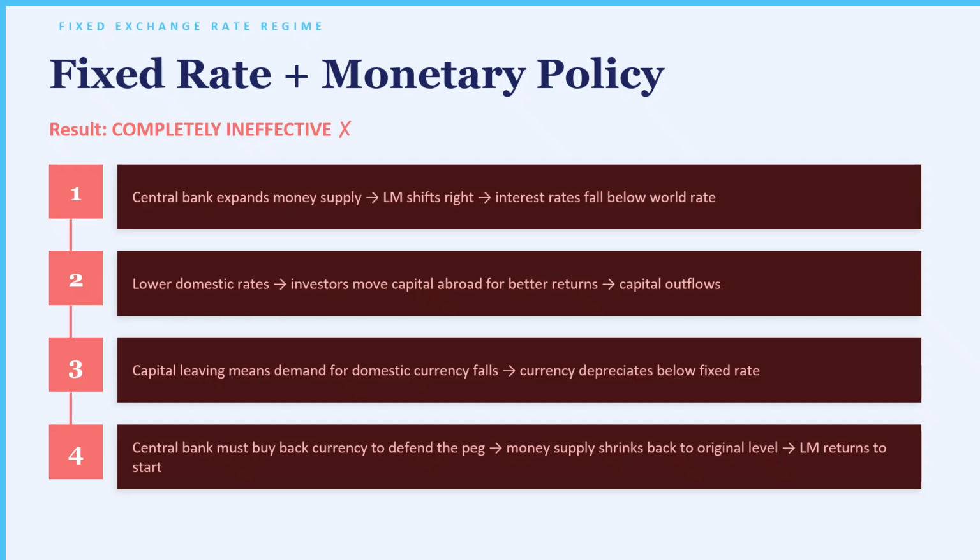Now the central bank has a problem. It must defend the peg, so it buys back the domestic currency. That purchase removes money from circulation. The money supply shrinks right back to where it started, and LM returns to its original position. The net effect being exactly zero. The monetary expansion was completely reversed by defense of the peg, and monetary policy is ineffective under a fixed rate, and the system will cancel itself out.